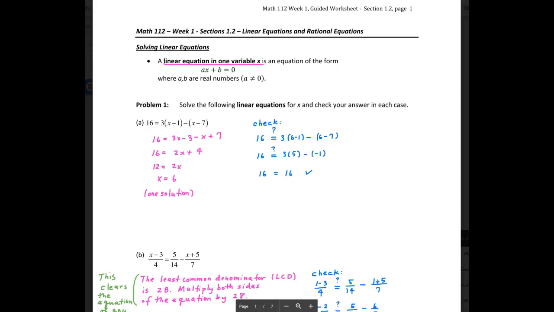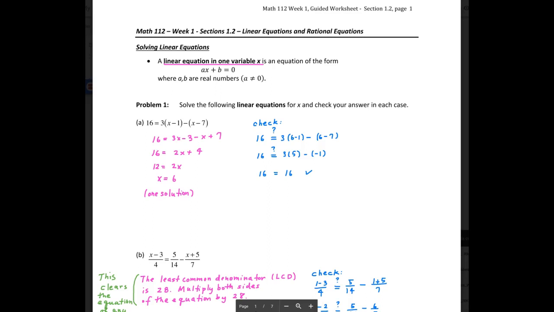Let's work through the guided worksheet for Week 1, Section 1.2. You should print out the blank copy of this guided worksheet and read it and work through the problems on your own before going through the solutions in this video.